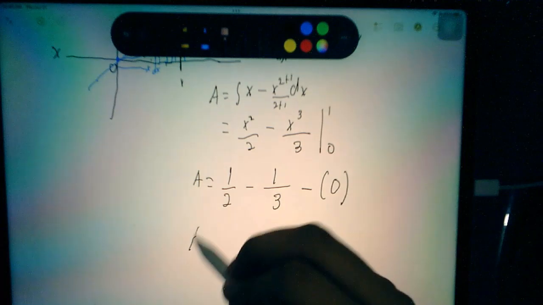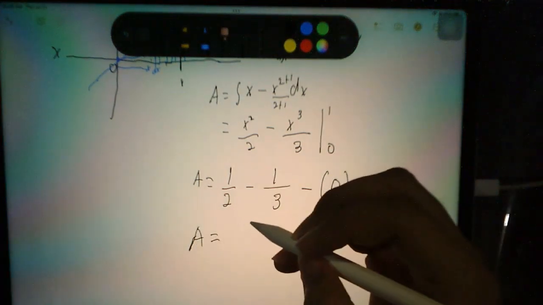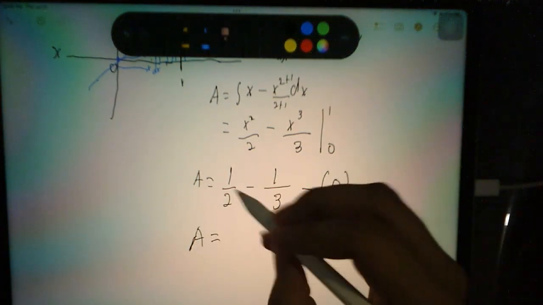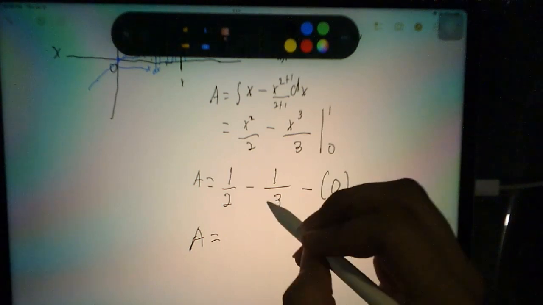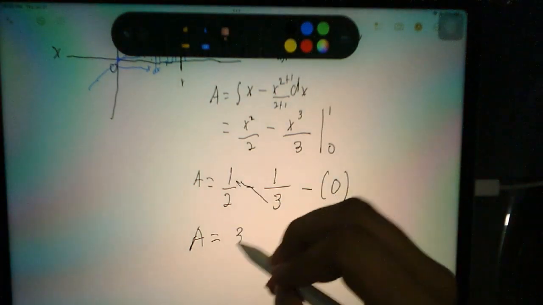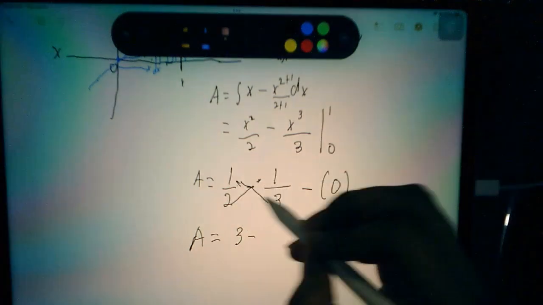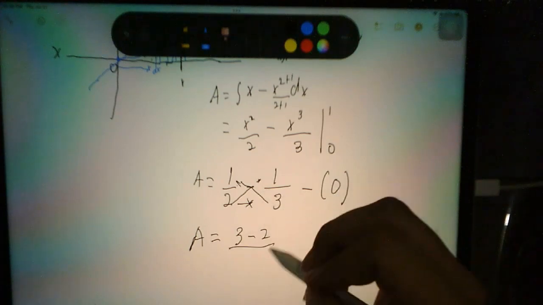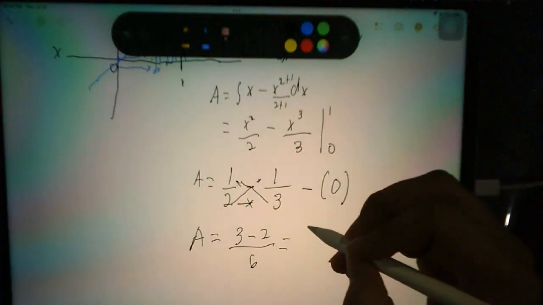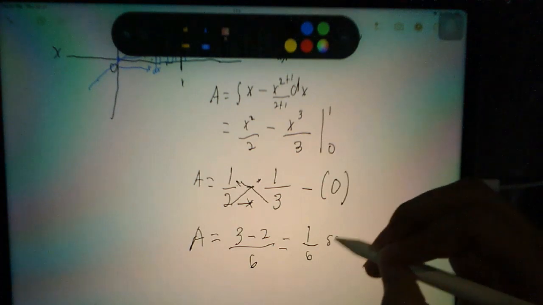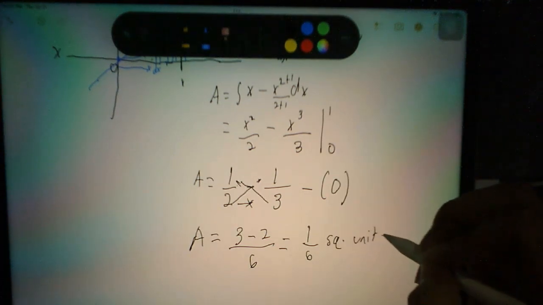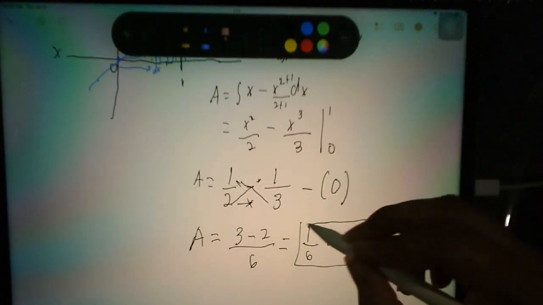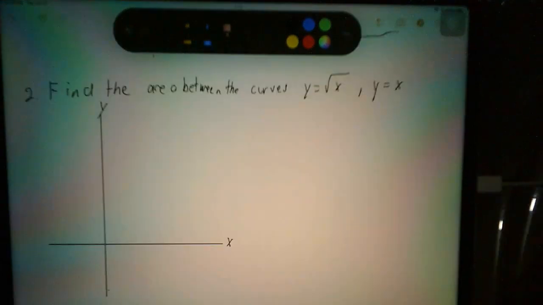So by simplifying this even further, first multiply by 2 and 3 times the denominator 6. Our answer here is 1 over 6 square units. Now this is our answer for our problem number 1 for area between the curves.